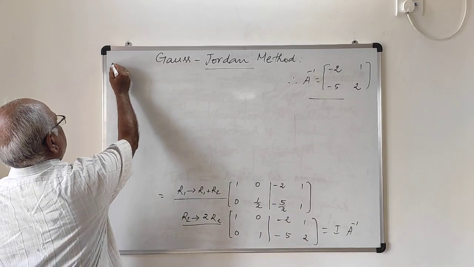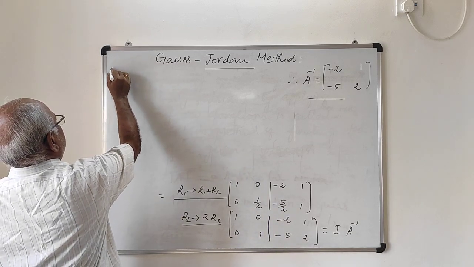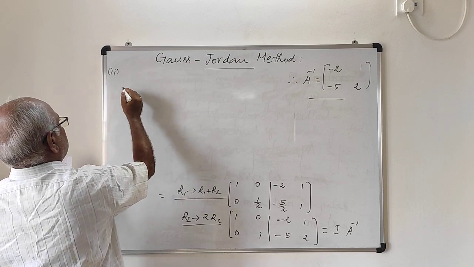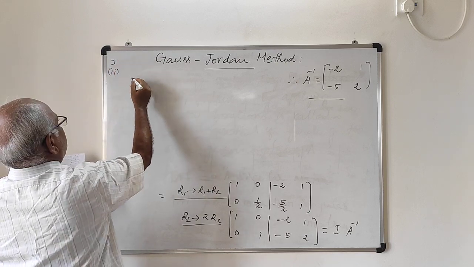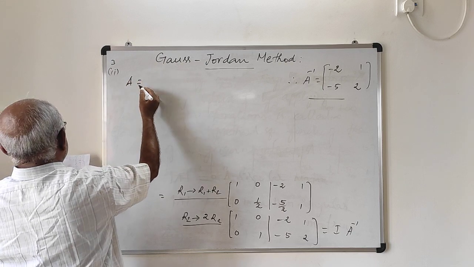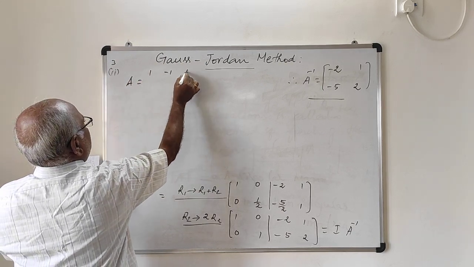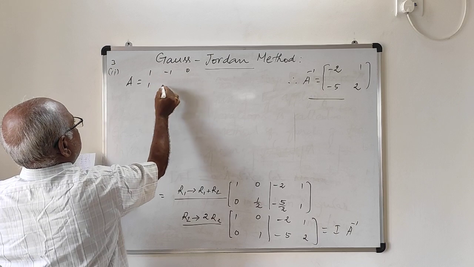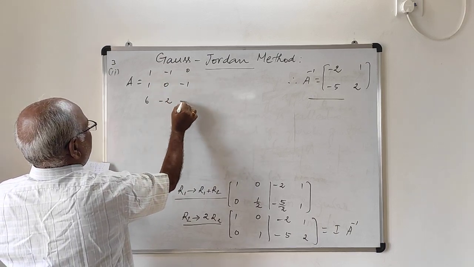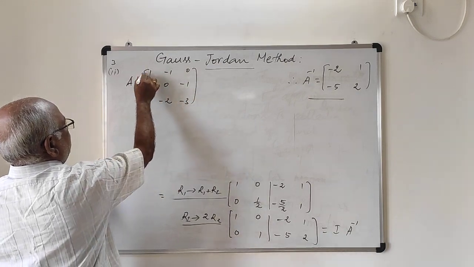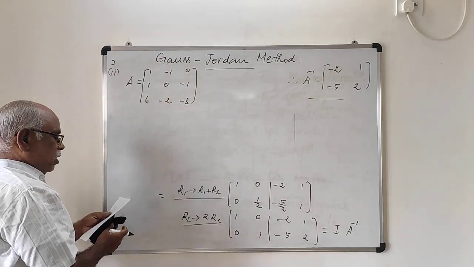This is the second sum in the third subdivision of your exercise. Find the inverse of A equal to 1 minus 1 0, 1 0 minus 1, 6 minus 2 minus 3. You have to find the inverse of this matrix A by using the Gauss-Jordan method.